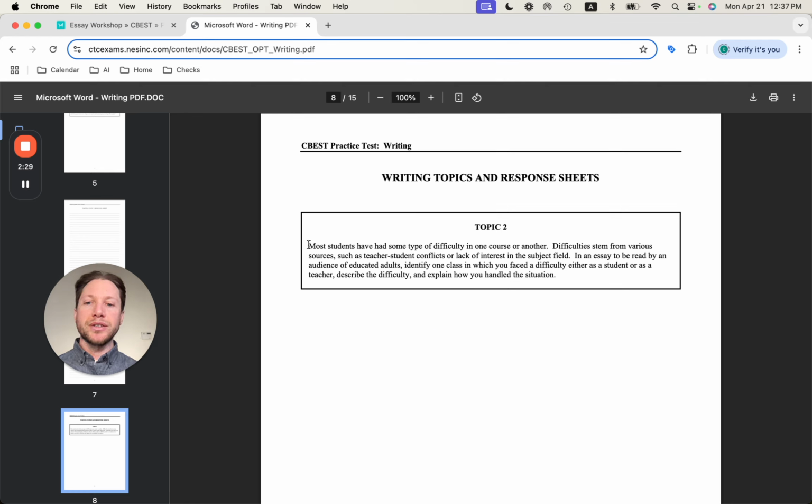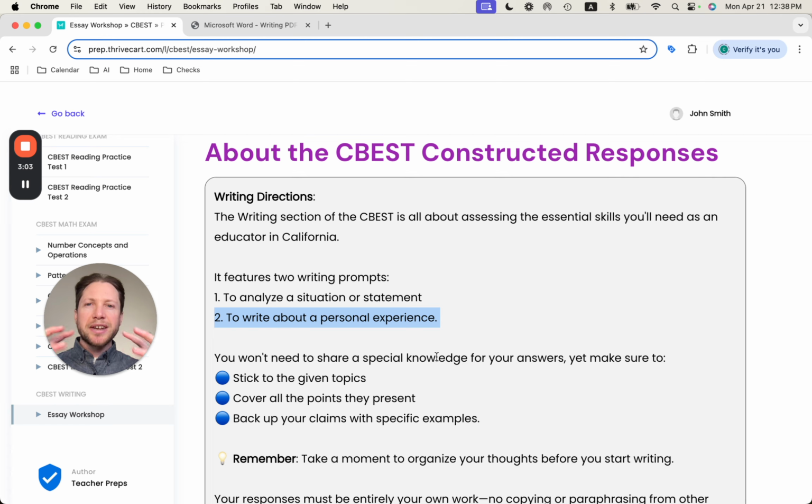And topic number 2 reads, "Most students have had some type of difficulty in one course or another. Difficulties stem from various sources such as teacher-student conflicts or lack of interest in the subject field. In an essay to be read by an audience of educated adults, identify one class in which you faced a difficulty either as a student or as a teacher. Describe the difficulty and explain how you handled the situation." So that's what you can expect to receive on topic number 2. And again, in a short condensed sentence, you're going to be asked to write about a personal experience.